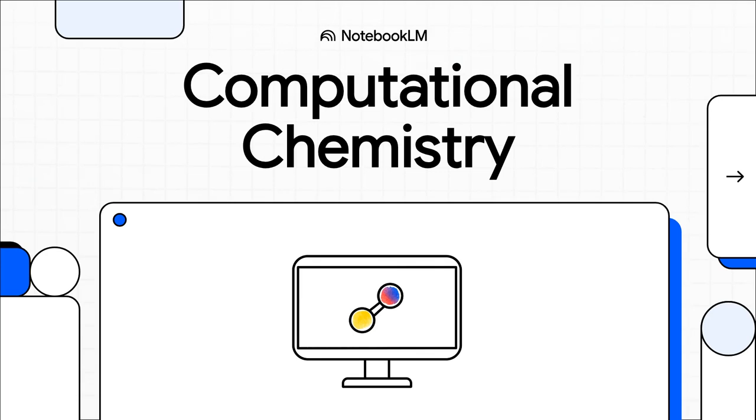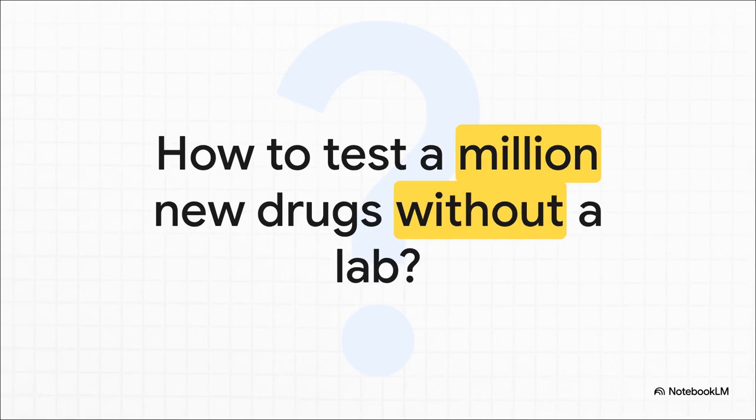All right, welcome. Today we are diving headfirst into the absolutely incredible world of computational chemistry. This is where scientists get to build, test, and really understand molecules without ever having to touch a single test tube. It's pretty wild. So just imagine this for a second. You've got a million potential new drugs, but maybe only one of them is the big breakthrough you're looking for. How in the world do you test all of them? I mean, the time, the money, it would be absolutely astronomical.